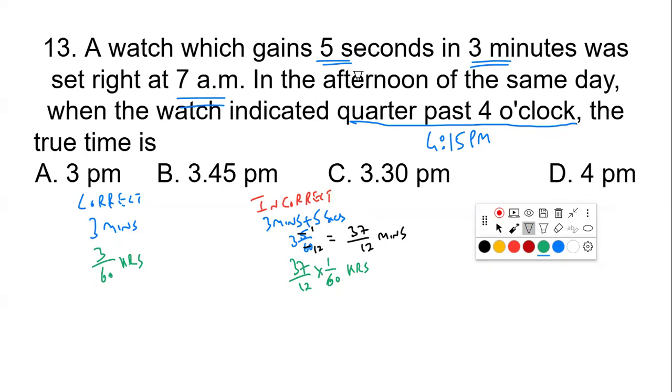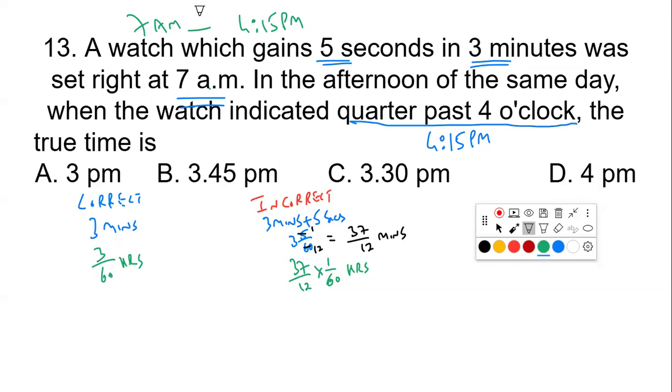Because you have to count from 7 a.m. Now the incorrect watch is running from 7 a.m. to 4:15 p.m. So it is set right at 7 a.m. but the time shown is 4:15. So how many hours duration has it run?